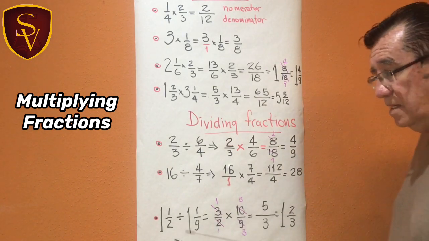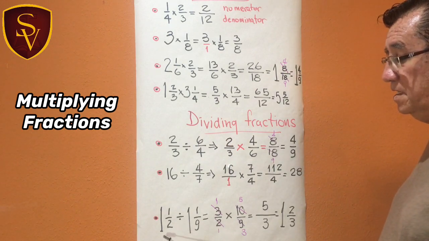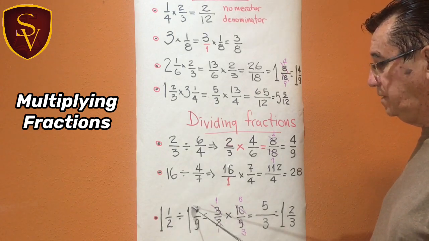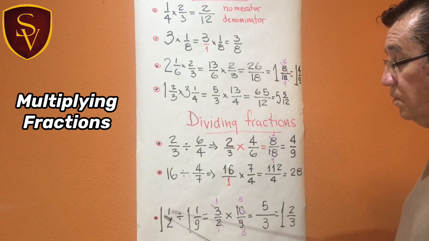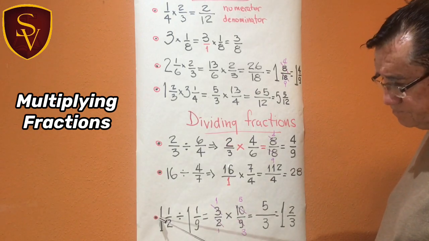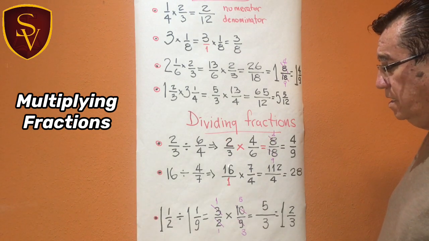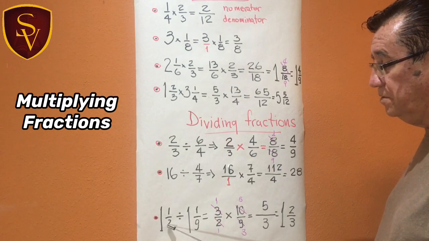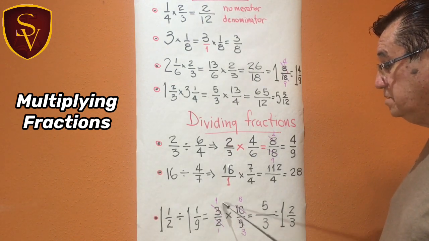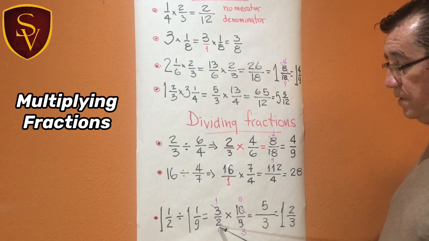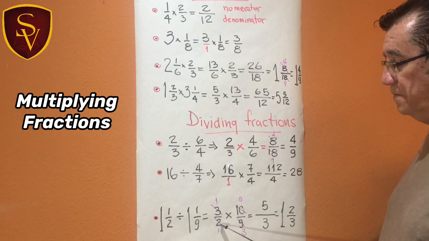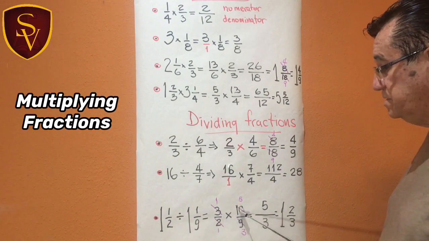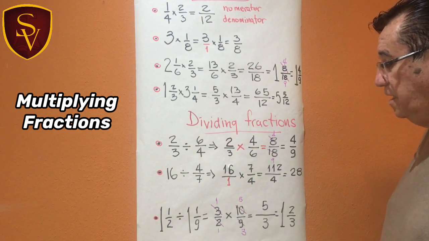The next and the last option is to divide one mixed number by another mixed number. So we follow the same procedure. We change this mixed number. As you know, we multiply 1 times 2 is 2 plus 1, 3. So this mixed number becomes an improper fraction, which is 3/2. In this case, 1 times 9 is 9 plus 1 is 10. So it becomes 10/9.